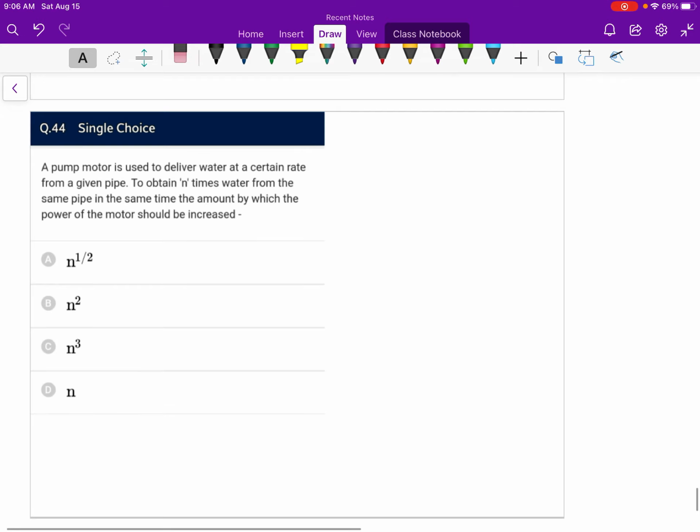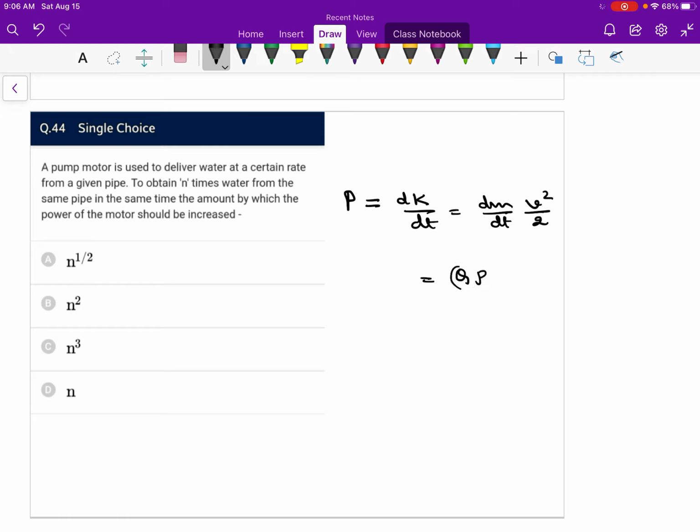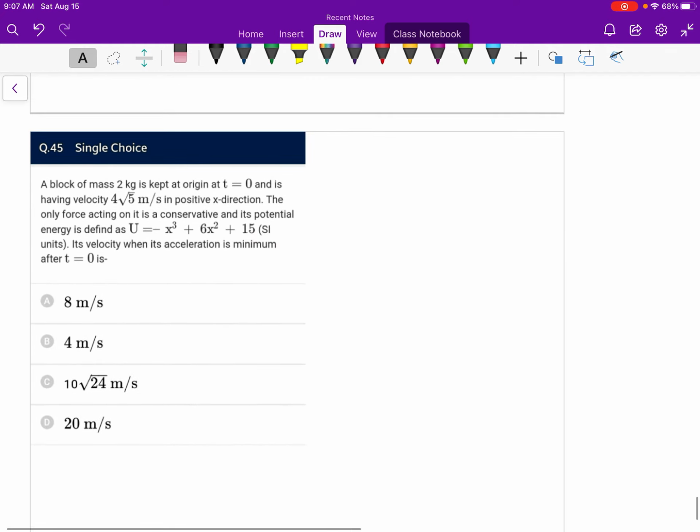A pump motor is used to deliver water at a constant rate. Power is the energy imparted to the water per second, so that is dK/dt, which is dm/dt times v²/2. We need the amount by which the power of the motor should be increased to obtain n times the water. dm/dt is the volumetric flow rate Q times ρ, and v² is Q²/A², so power is proportional to Q³. If you want to increase the volumetric flow rate by n times, the power should be increased by n³ times. So C is the correct option.